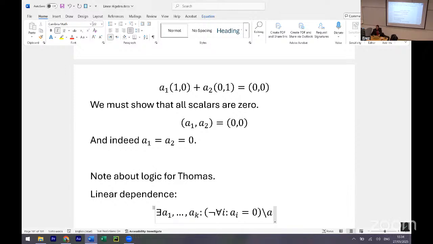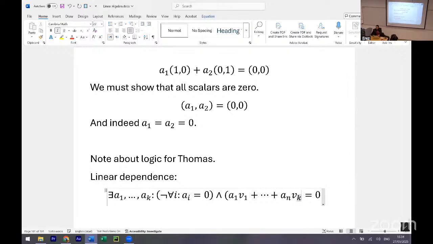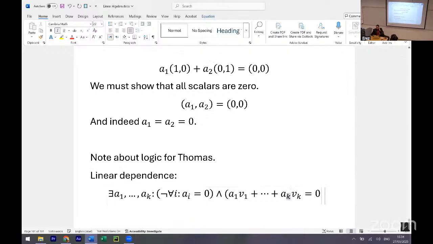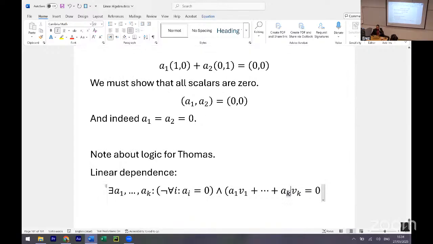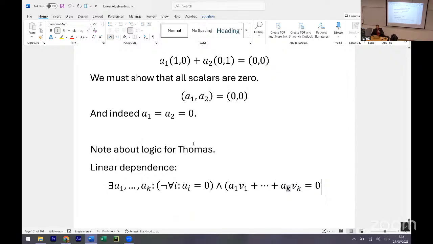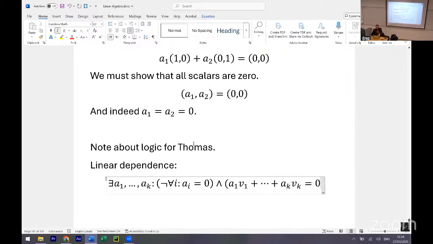And the combination A1 V1 plus AN VN is zero. I did with K before. Do you agree so far? It's not easy to just write that there exists one AI that is not zero.